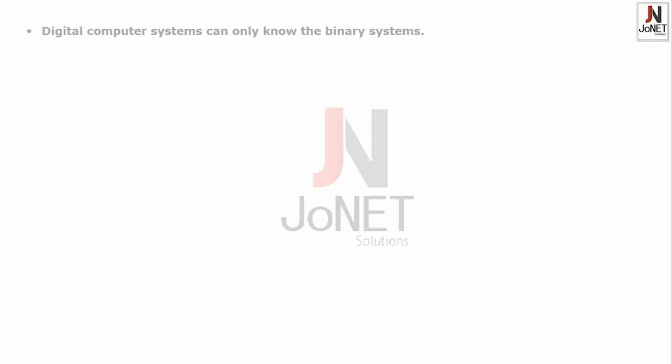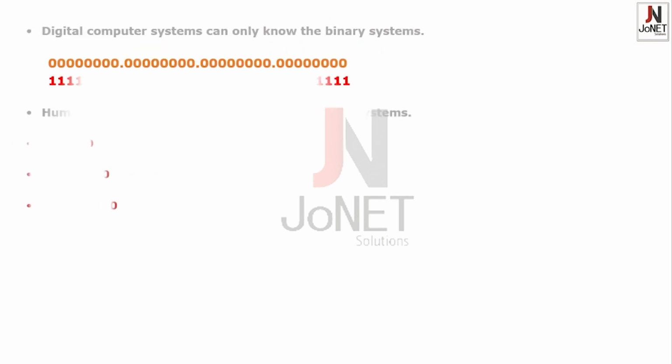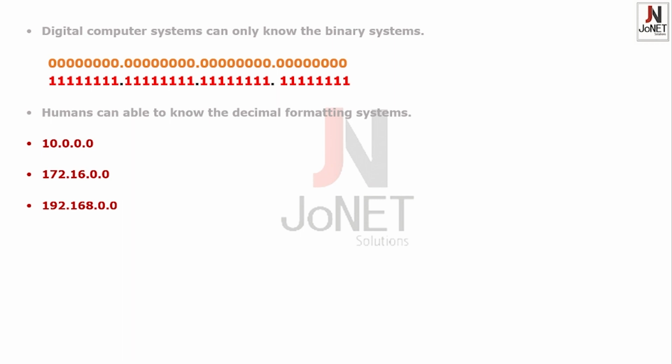So a digital computer can only know the binary number system, that is zeros and ones. But we humans can understand only the decimal format system. So we are using the 10 series, or 172.16 series, or 192.168 series for identifying the network as well as the computer IP address.